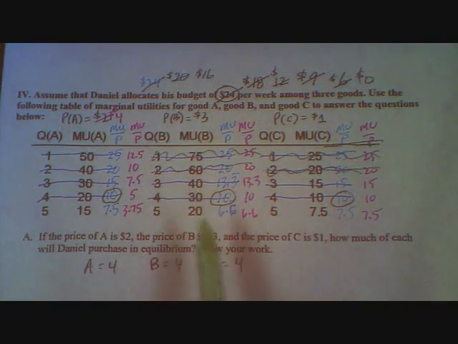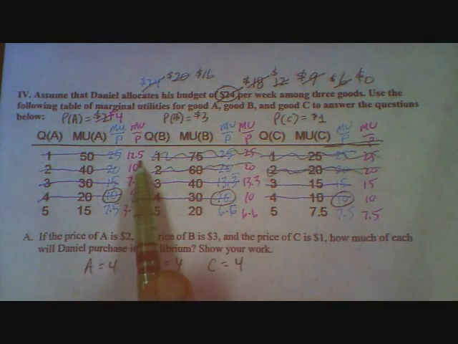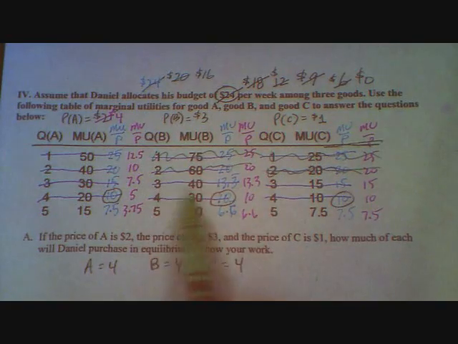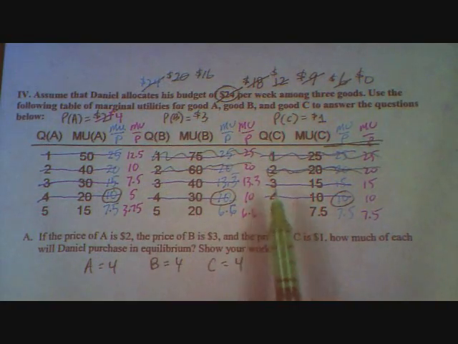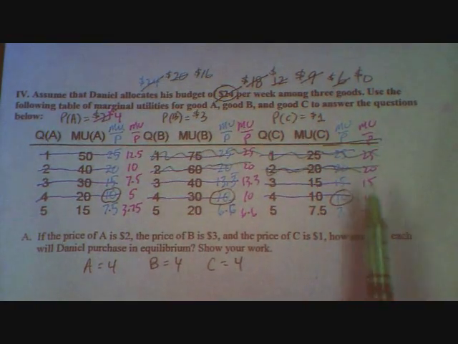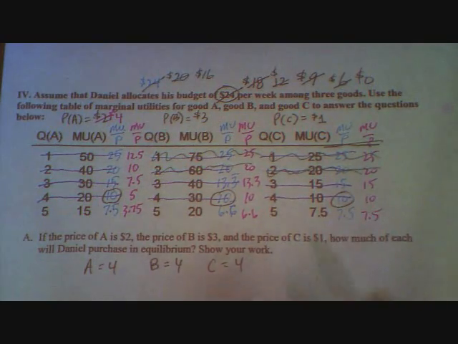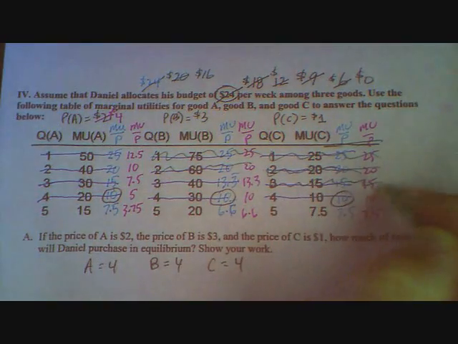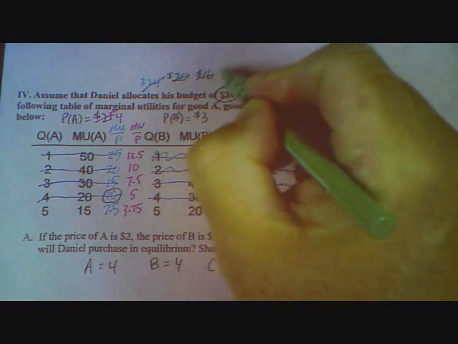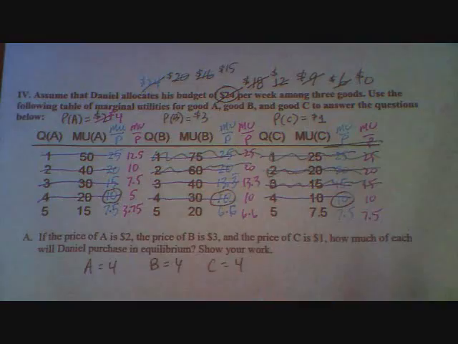And so what's he going to buy next? Is he going to buy the first A and get 12.5 utils per dollar, or the third B and get 13.3, or the third C and get 15? So the best thing for him to do now is to buy the third C. That gives him 15 utils per dollar, which costs him $1, so he's got $15 left.